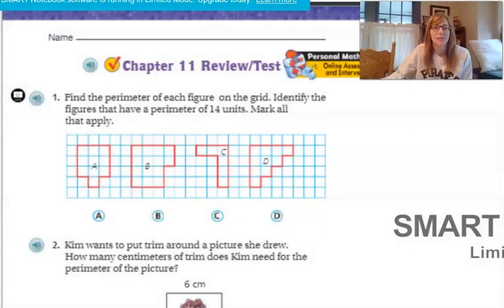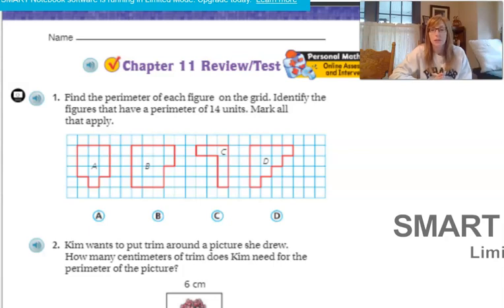All right. So let's get started on our math. Okay. So if you could open up your Go Math book, it's the last time I'm going to ask you to. Congratulations. We are going to work on our Chapter 11 review for our test. So it says, find the perimeter of each figure on the grid. So a grid is just your graph paper. Whenever they say a grid, it's something that has all the lines drawn out for you. And it says, identify the figures that have a perimeter of 14 units.